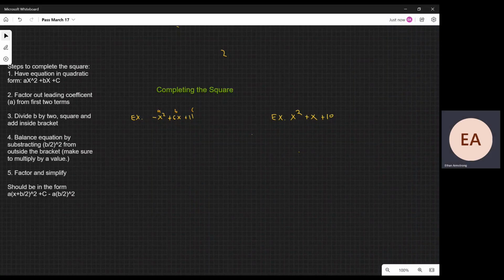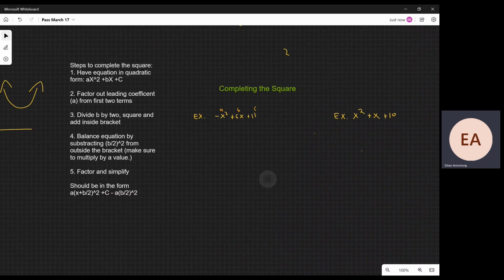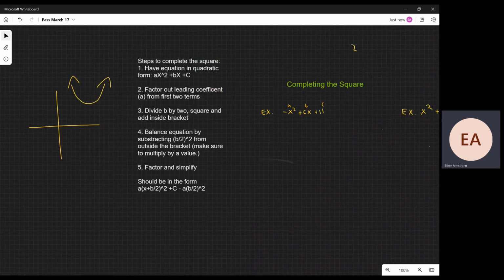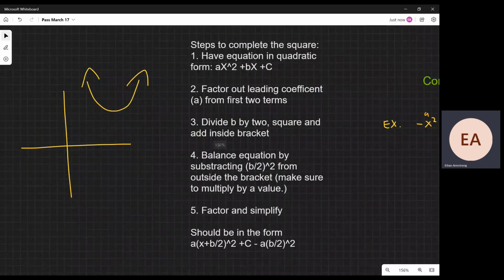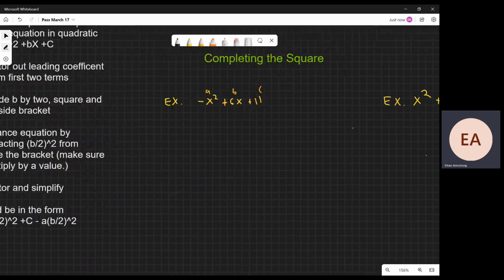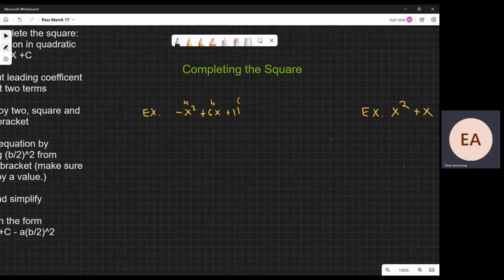Hello, today I'm going to be showing you guys how to complete the square. This is a useful technique. It allows you to find the vertex or the base point. Show you what the vertex is here in this little graph I have here. Basically, the vertex is this little point where the quadratic begins. And so by completing the square, we are able to find this point.